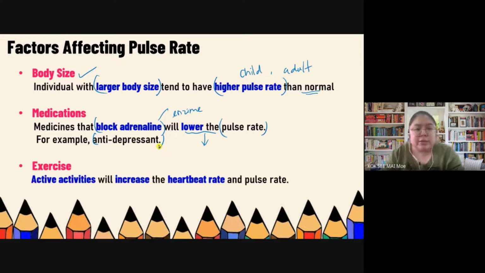Okay, and also another one should be exercise. Active exercise, sure everybody knows. When you do active exercise, you pump, after that you run, after that you jump. This is active exercise activity, so it will increase your heartbeat. When it increases your heartbeat, sure your pulse rate will also increase. After you do the exercise, you check your heartbeat, sure it is more than 100. More than 100, when you do the exercise. So these are the six factors affecting your pulse rate.